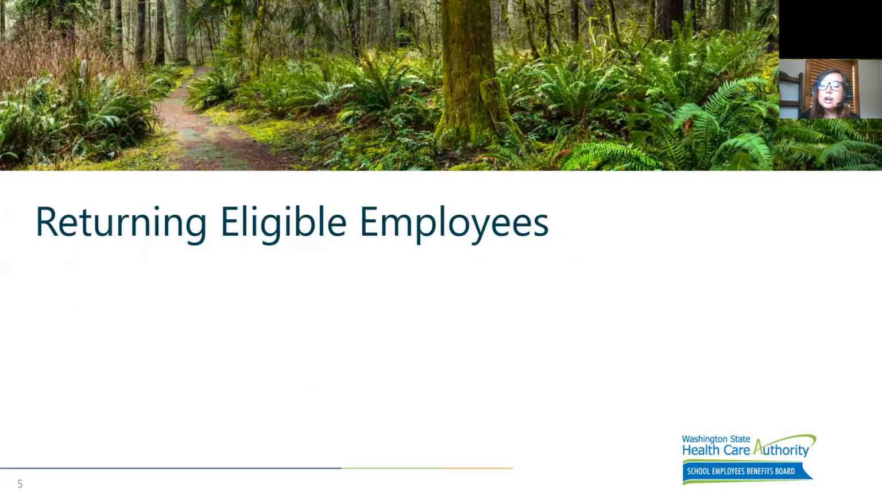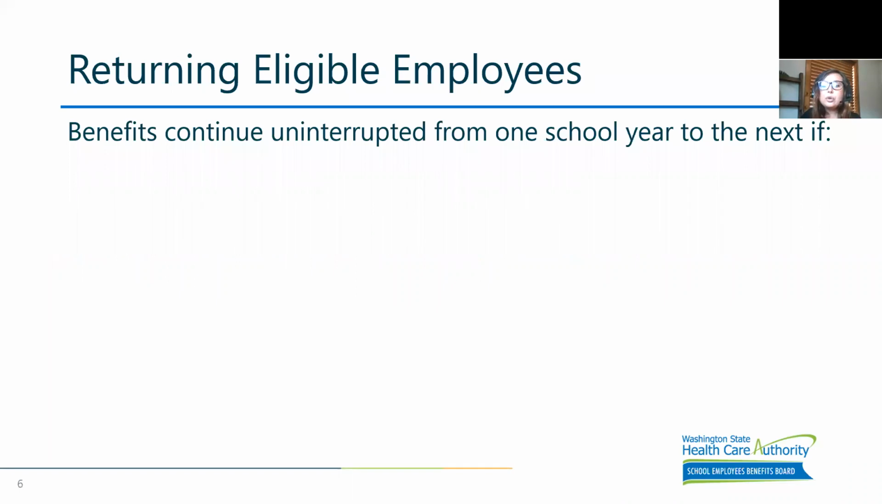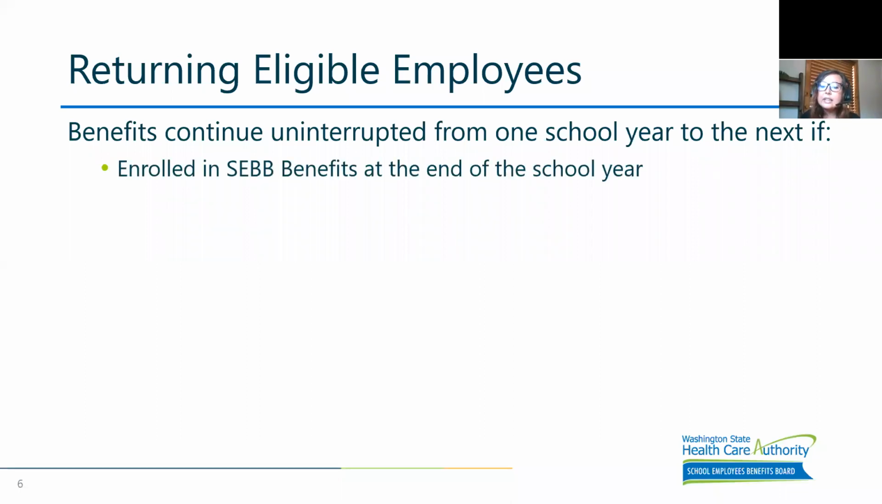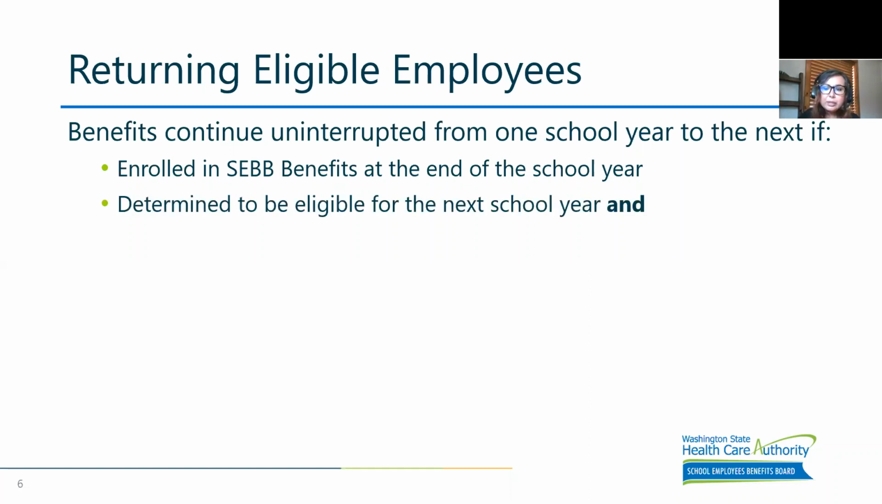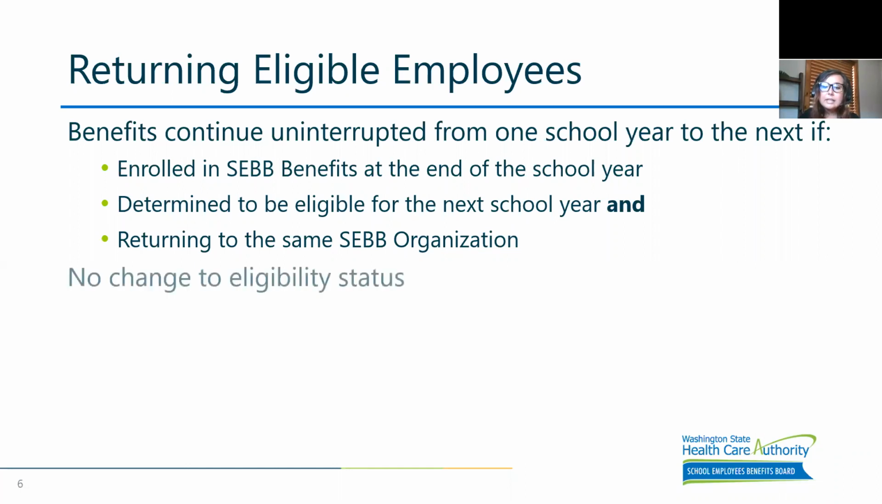All right, so let's first talk about returning eligible school employees. Now, when I say returning, I mean returning for the next school year. For returning eligible employees, benefits continue uninterrupted from one school year to the next if that employee is enrolled in SEBB benefits at the end of the school year. Remember, a school year is from September 1st to August 31st in the eyes of SEBB. If that employee is determined to be eligible for the next school year and is returning to the same SEBB organization, this means that there is no change to the eligibility status since the employee is remaining eligible. So no worksheet is required as notification.